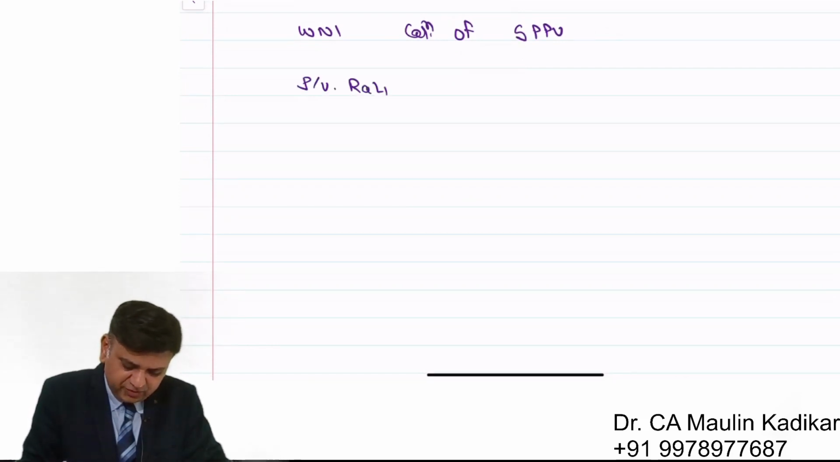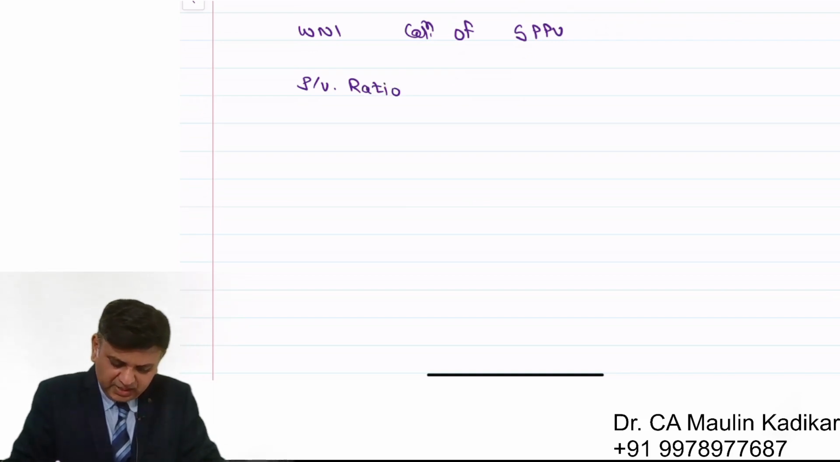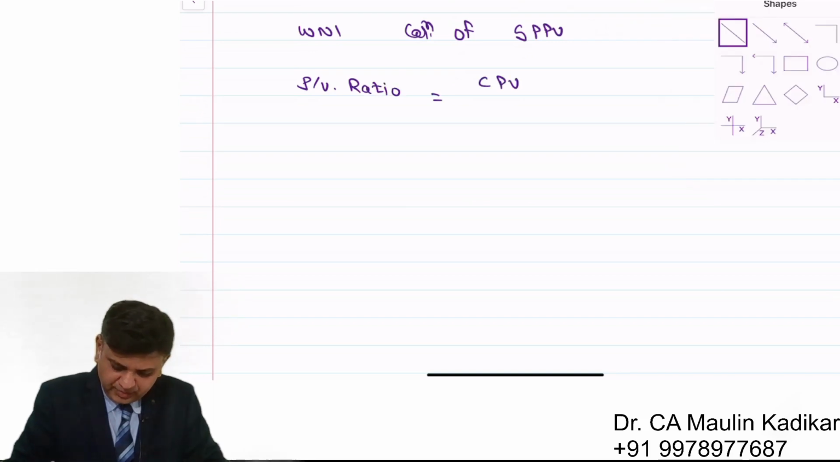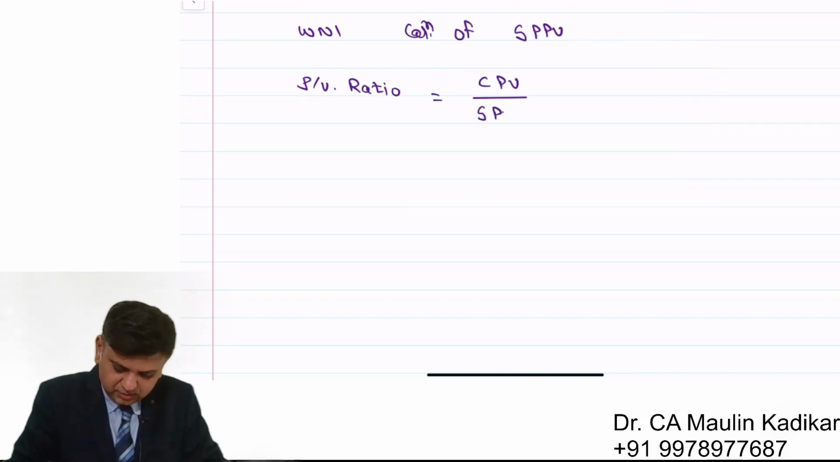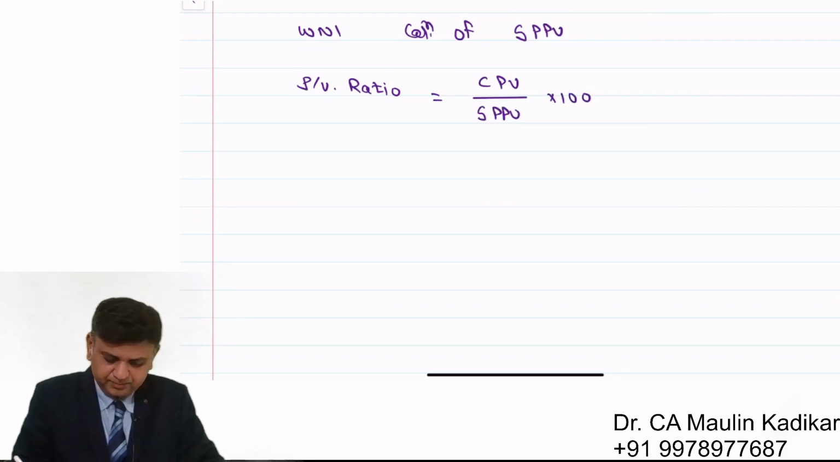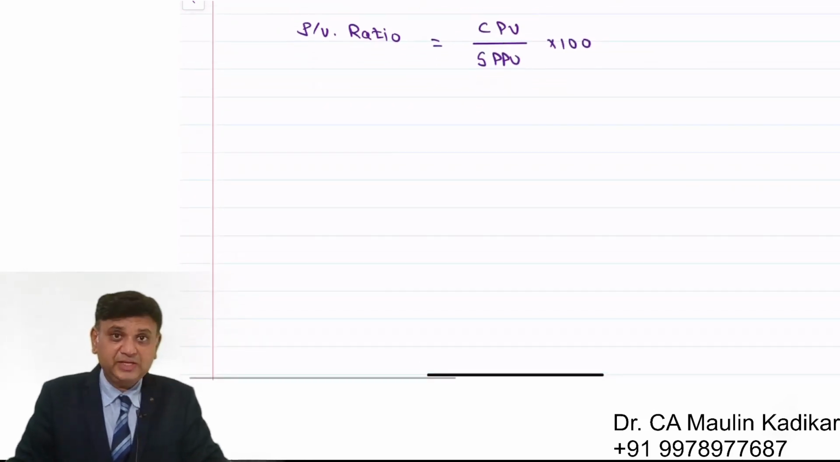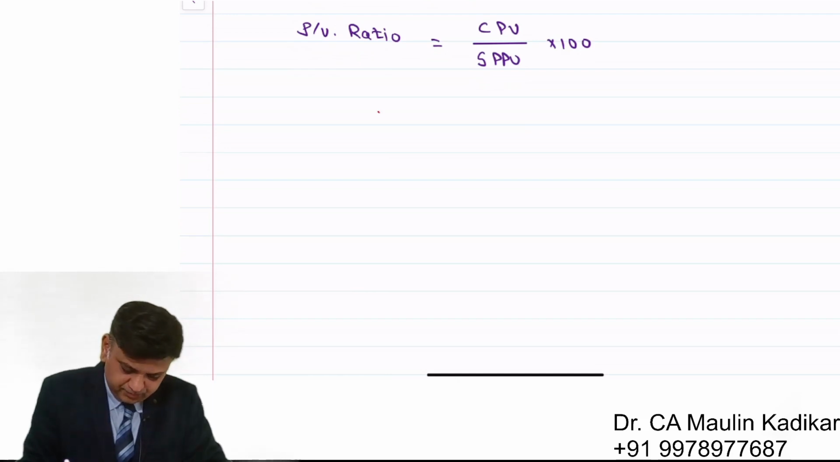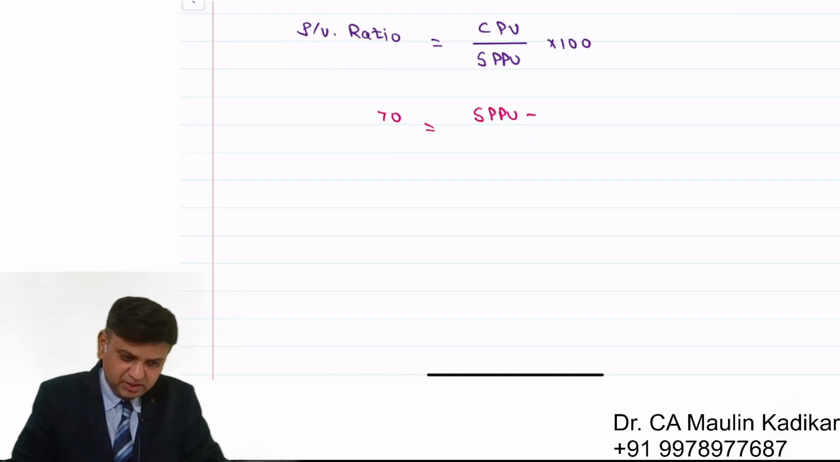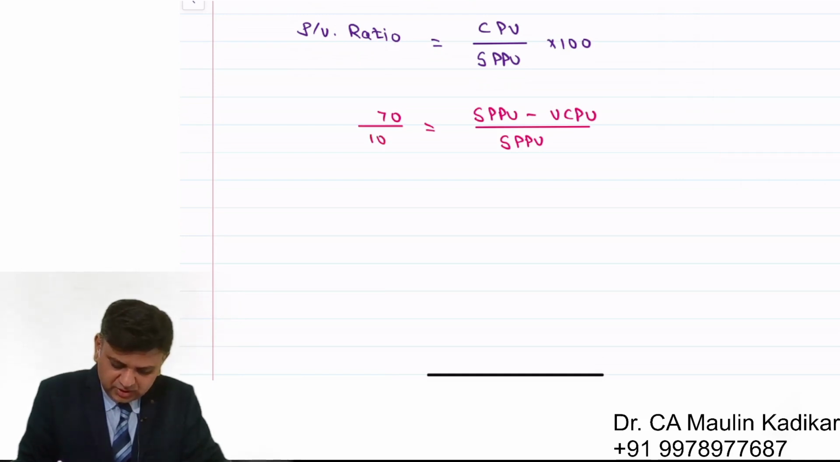Friends, we know that the profit volume ratio is found as contribution per unit upon selling price per unit into 100. So the profit volume ratio is given as 70%. Contribution per unit is selling price per unit minus variable cost per unit, divided by selling price per unit. This 100 is transferred to the opposite side, so it will go in the division.